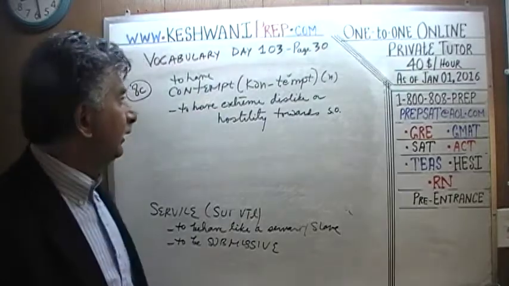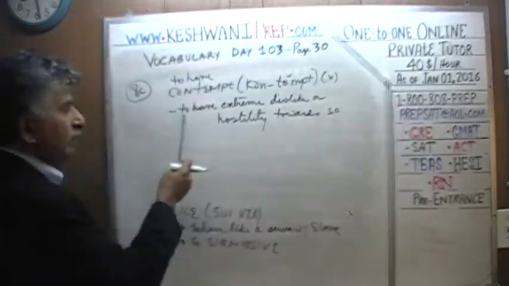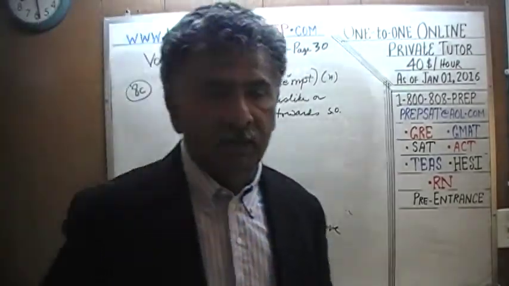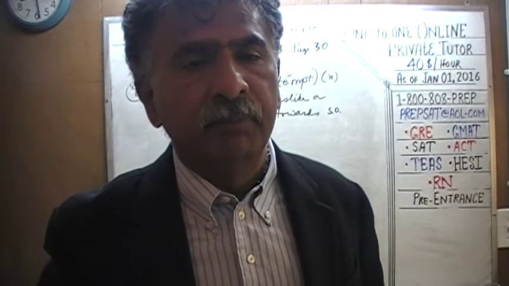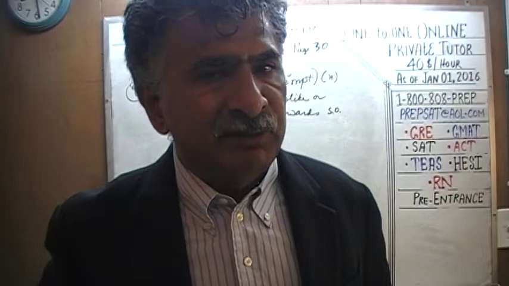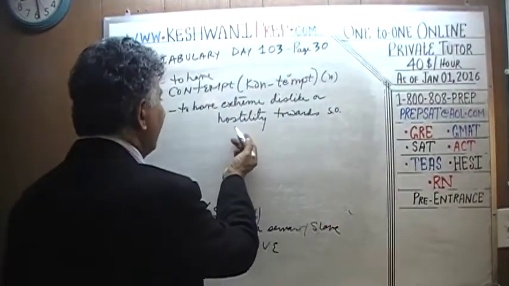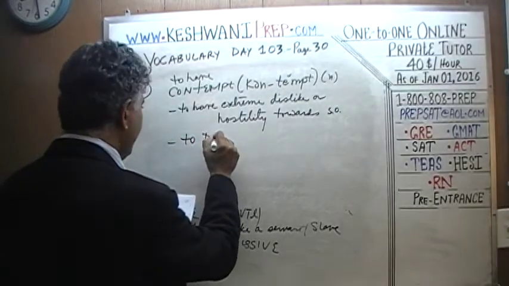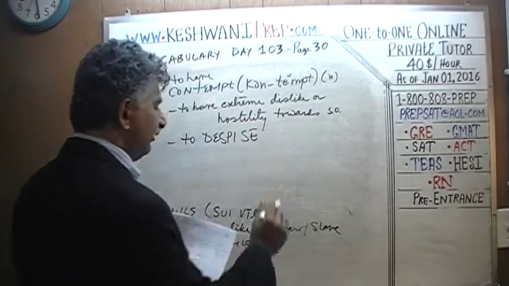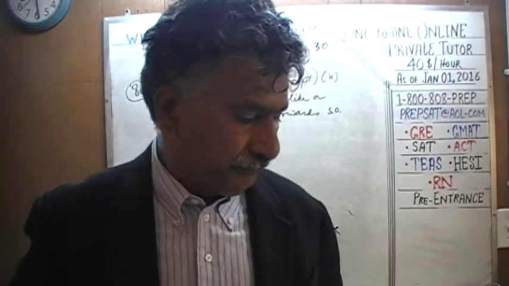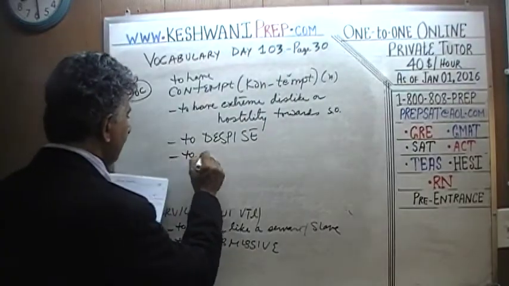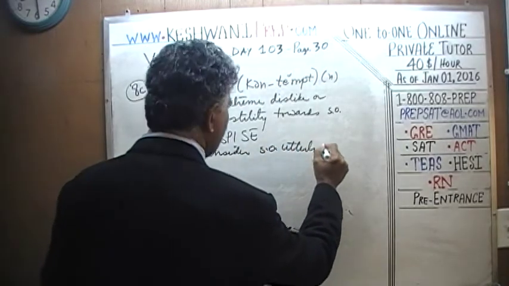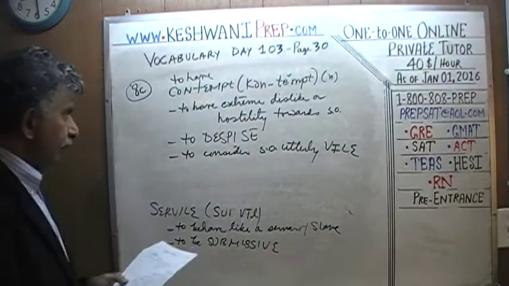Now, I realize that I started out by telling you that contempt is a noun, and then I go on by telling you to have, which sounds like it's a verb. It's okay. It's all right to be a little sloppy like that, as long as it makes it easier for us to understand the meaning. Do you understand? Contempt is extreme dislike, or extreme hostility towards someone. To despise someone. If someone says, I despise you, that means I have contempt for you. To consider someone utterly and thoroughly vile. So that's one meaning of the word.